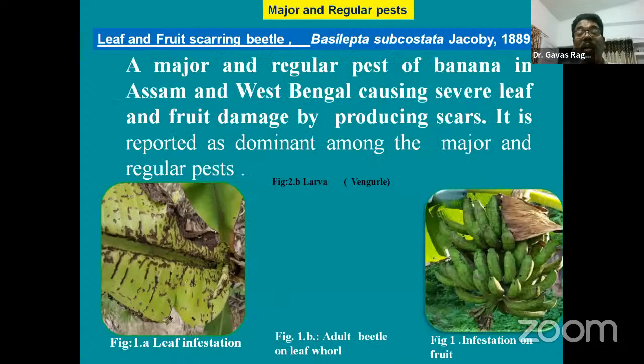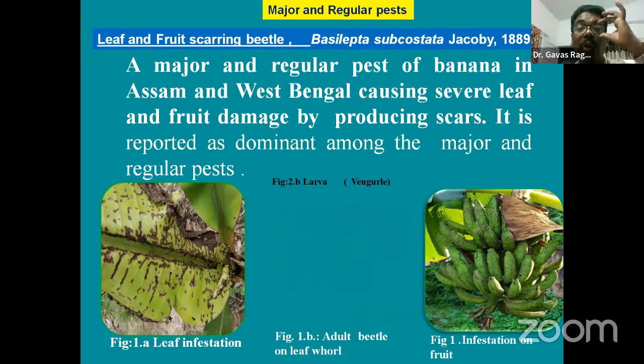Now the third important pest as far as India is concerned is the leaf and fruit scarring beetle. If any of my students get a chance to visit Northeast India, especially Assam and West Bengal, if you go to the market or to the field, this pest is 100% there, because you know what happens? This pest really attacks the leaf. Feeding by the adults causes scarring on the fruits, which affects the aesthetic value of the fruit.